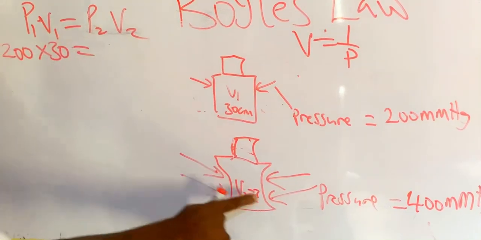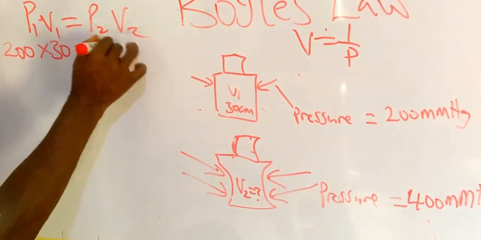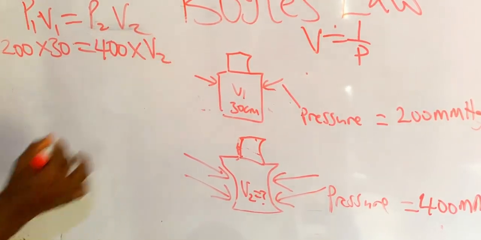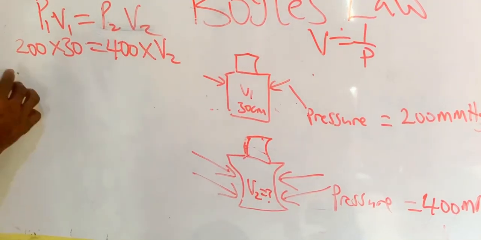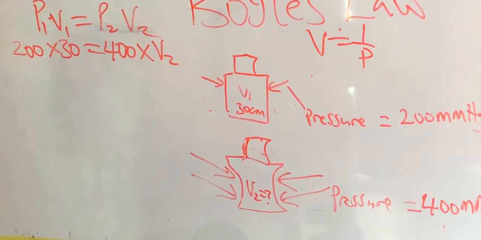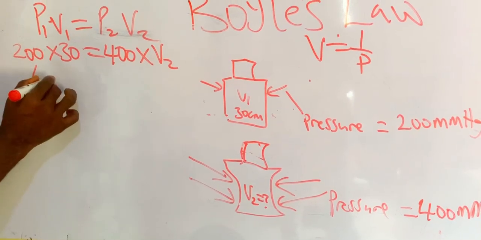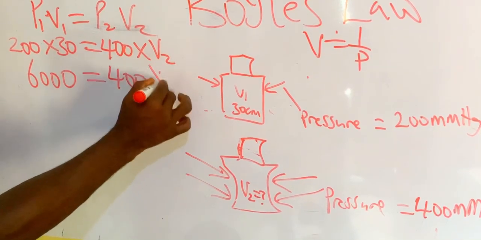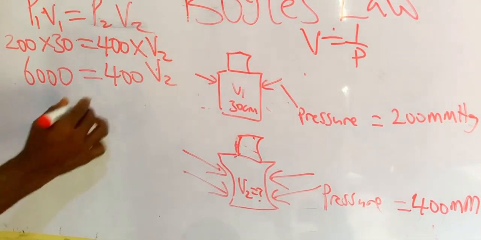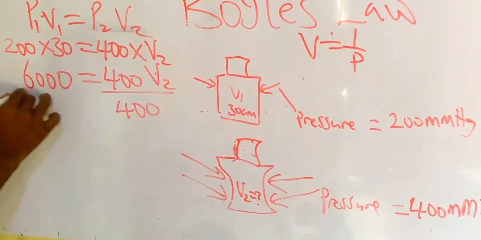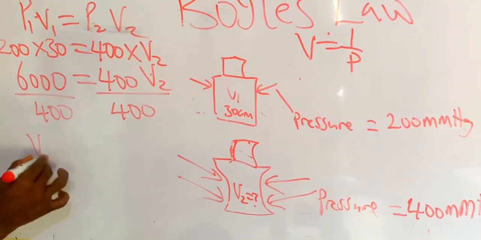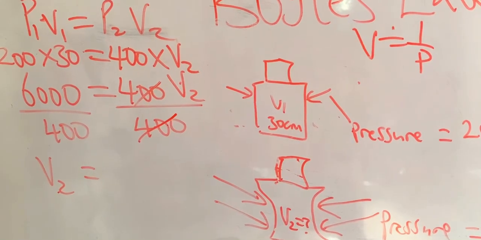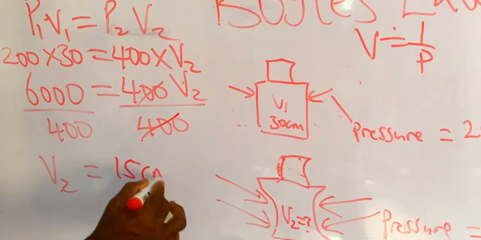Now, what was the new pressure? We have increased the pressure to about 400 millimeter mercury. Now, what will be the volume? Can you see? So the volume is unknown. So we are going to make volume the subject of the formula. So we are going to write 200 times 30 is equal to 6,000, equal to 400 V2. Now, what do we do in this case? Divide by 400, divide by 400, and then the 400 cancels, and we are left with V2. Then 6,000 divided by 400 is equal to 15 cm cube.